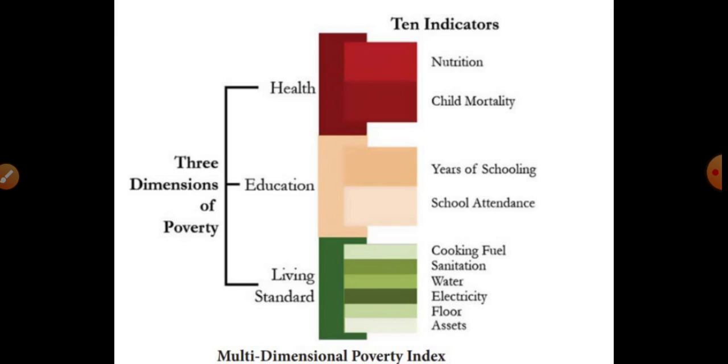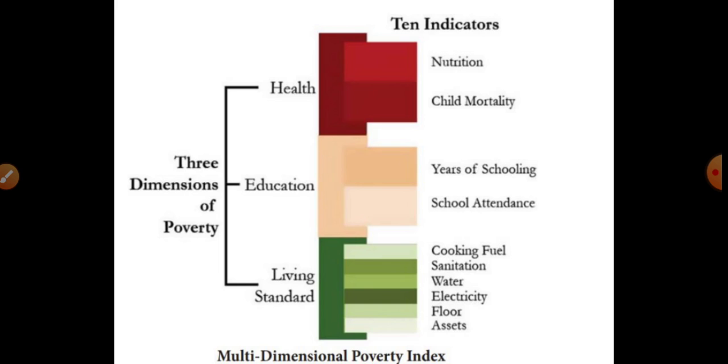Next we learned about the 10 indicators. What are the 10 indicators? Nutrition, child mortality, years of schooling, school attendance, cooking fuel, sanitation, water, electricity, floor and assets. These are the 10 indicators.